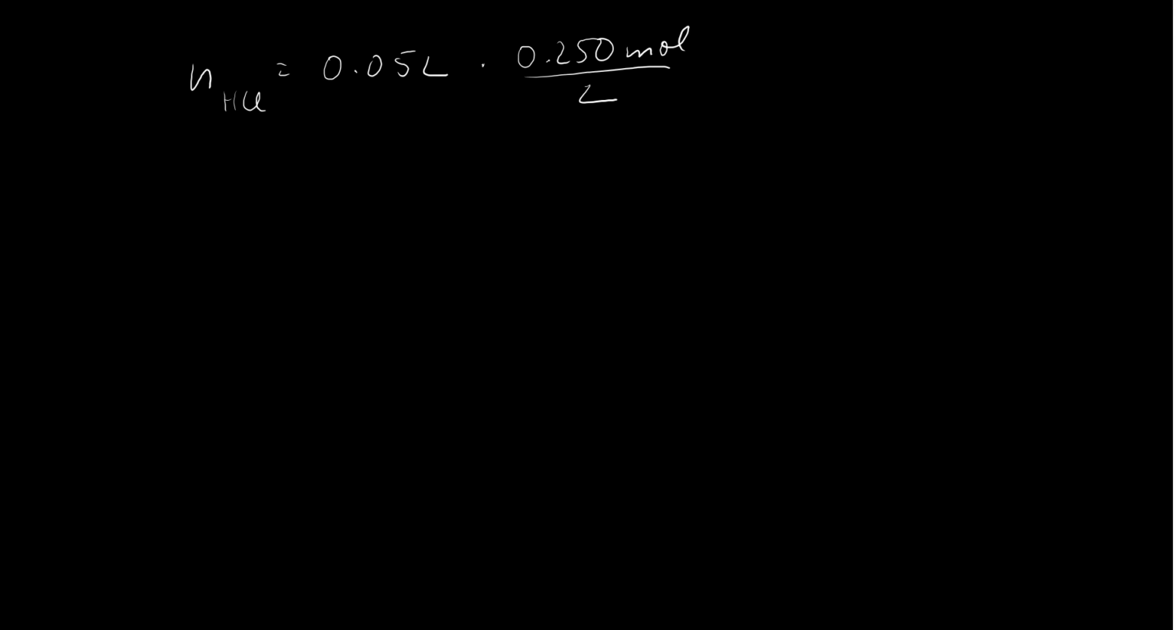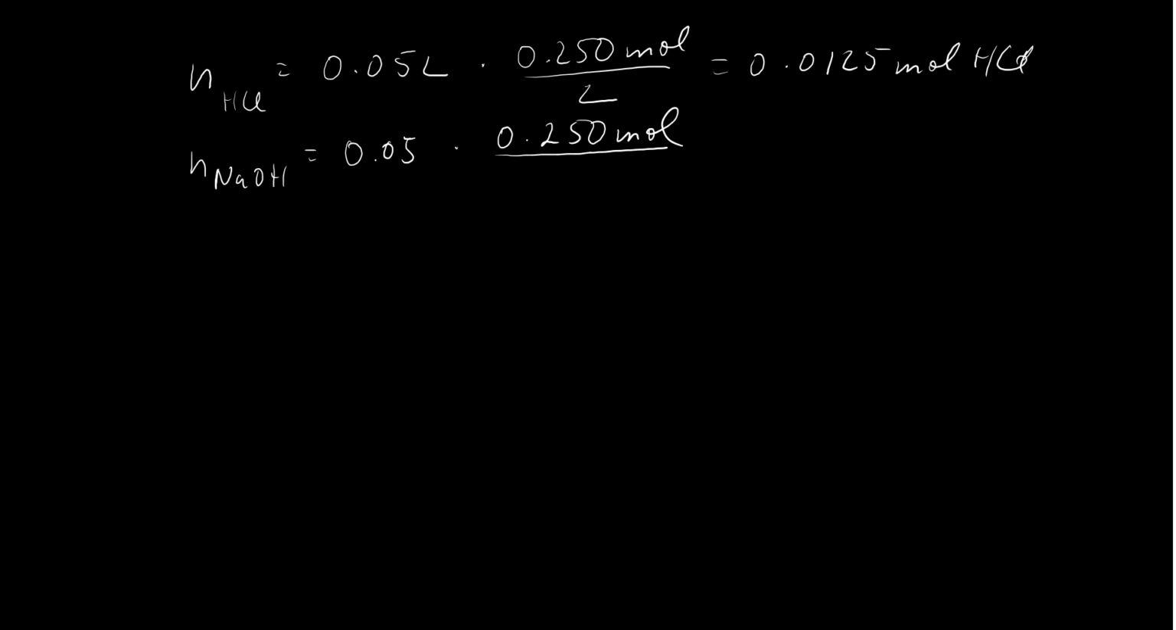And we have left 0.0125 moles of HCl. And we see the same thing with NaOH. It's the same math right here. So the number of moles of NaOH is the same: 0.05 liters times 0.250 moles per liter equals 0.0125 moles of NaOH, I'm sorry, not HCl.